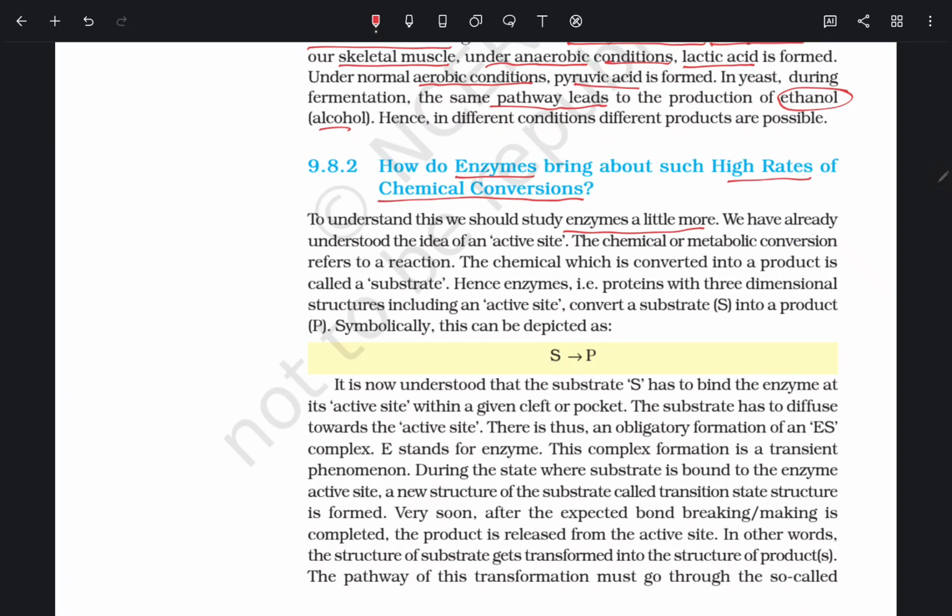We have already understood the idea of an active site. The chemical or metabolic conversion refers to a reaction. The chemical which is converted into a product is called a substrate. Hence, enzyme proteins with three-dimensional structures, including an active site, convert a substrate S into a product P. Symbolically, this can be depicted as S gives product P.